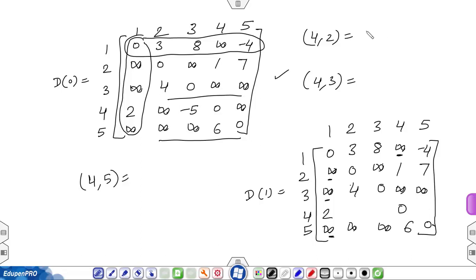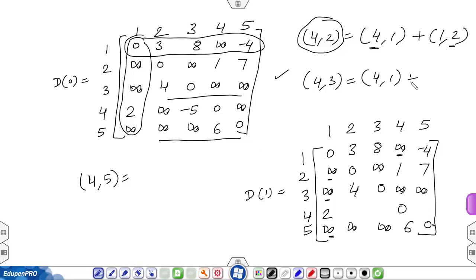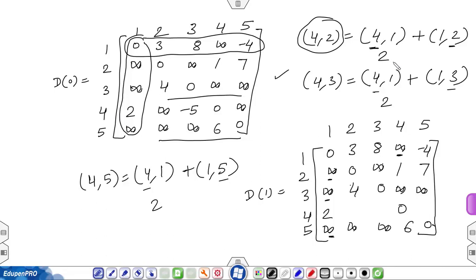Now, 4,2 we will be able to find out as 4,1 plus 1,2. With the combination, 4 here and 2 here, we will find this 4 comma 2. Same way the combination is 4 comma 1 plus 1 comma 3, and 4 comma 1 plus 1 comma 5. So here the combination is 4 comma 5, here is 4 comma 3. See it here. Now 4 comma 1, what is the value at this position in the earlier matrix? 4 comma 1 is 2. So write out this value at all the positions.